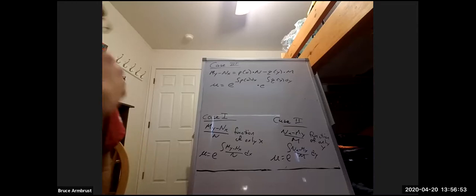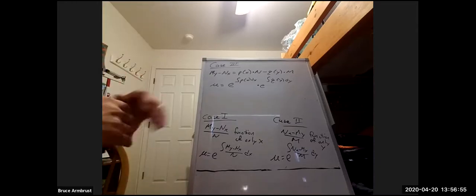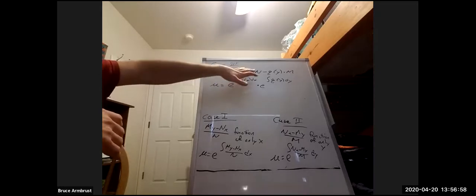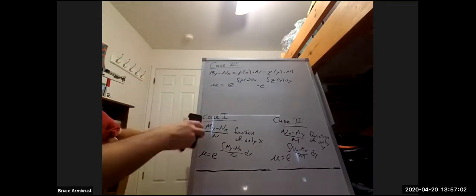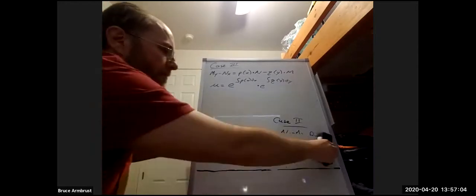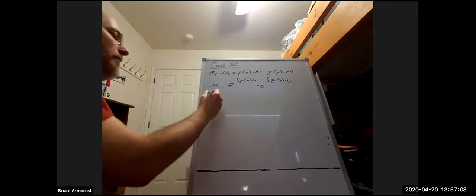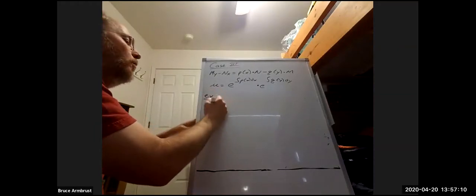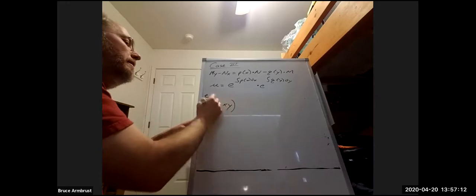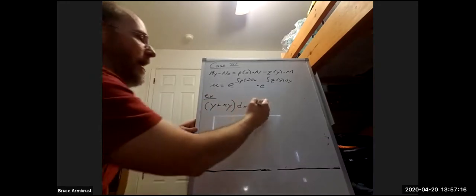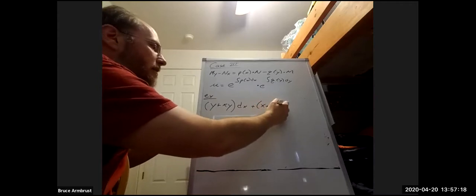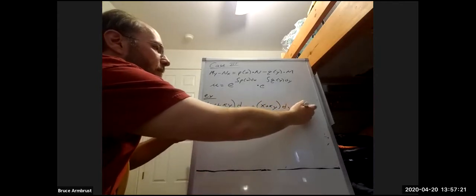All right, so let me show you how this works. What you can do to show that your my minus nx actually can be written this way, and then how you can find the solution. So here's an example. Let's go with y plus xy times dx plus x times xy dy equals.